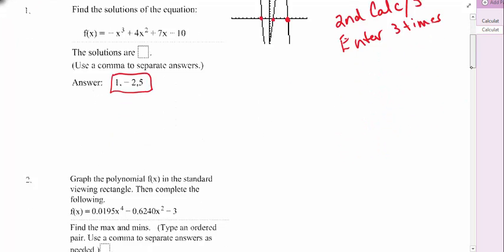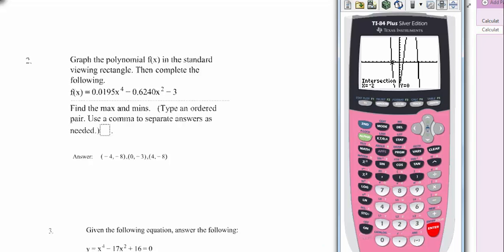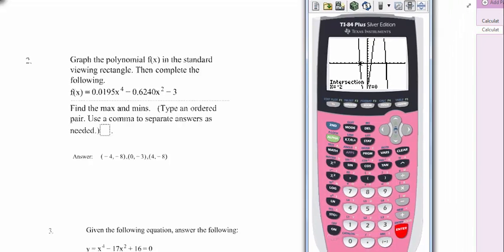Okay. All right, number 2. Number 2 says graph that in the standard window and then complete the following. So let's get that in. Let's go to y equals. Let's clear that out.